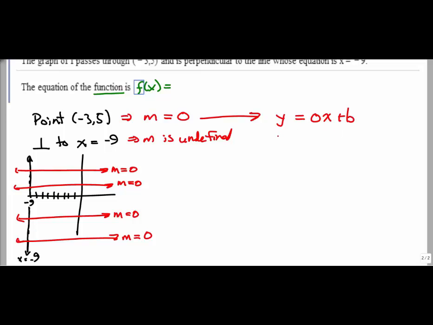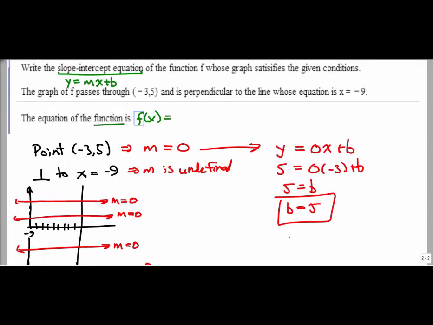Okay, so y was 5 equals 0 times negative 3 plus b. So I get 5 equal b. My y-intercept is 5. My slope is 0. So it's y equals 0x plus 5. But we don't want to include 0 times x. That's just 0. So basically I end up with y equal 5 here.